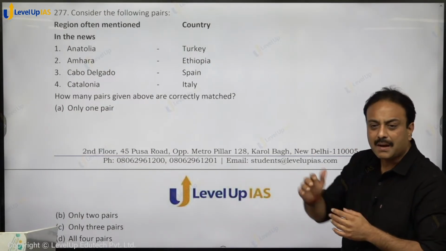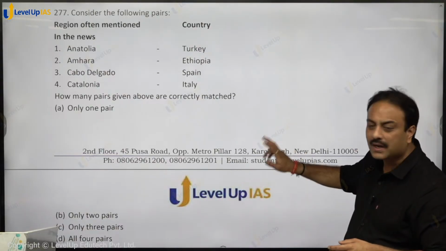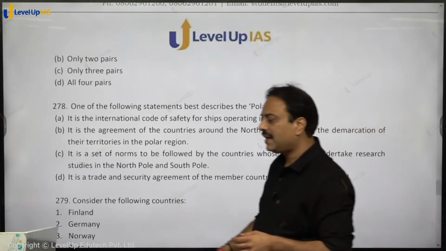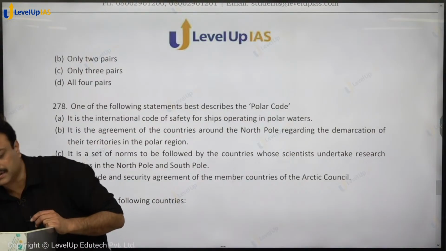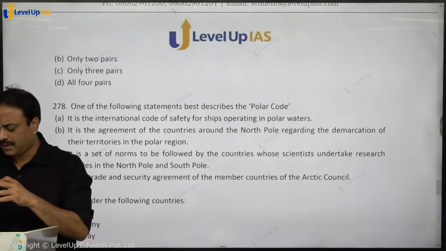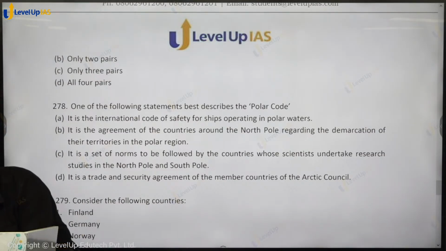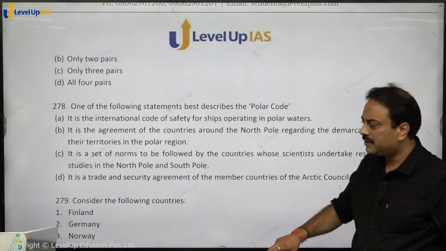Catalonia is in Spain, as you studied earlier, it is not in Italy. So 3 and 4 are wrong, 1 and 2 are correct. So only 2 pairs, option B for boy, shall be the right answer. Clear on that? Yes or no? Clear? Yes?